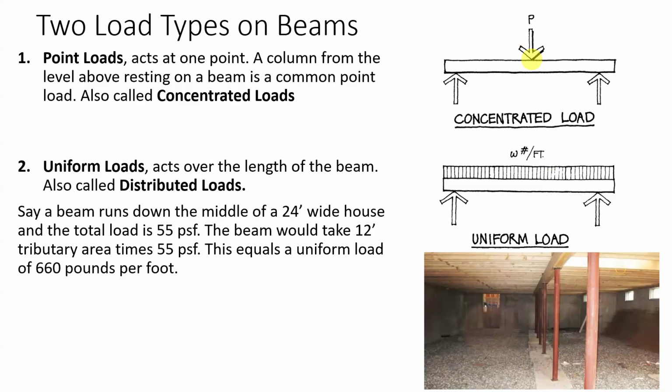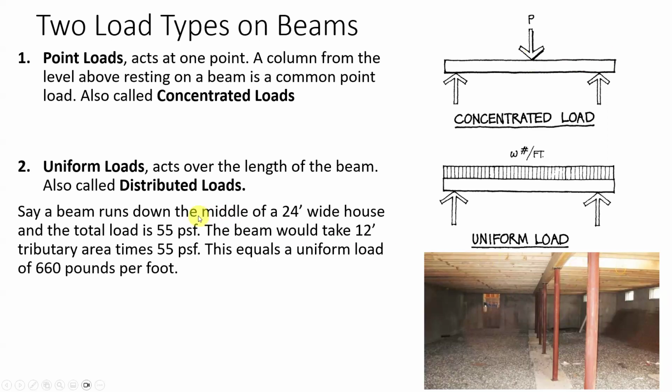The uniform load is all the floor joists coming in every so often, which puts a uniform load on the beam. It's also called a distributive load. And the same tributary area, remember when we did the footing design assignment, we did the tributary area and figured out how much load was coming into the footing? That same calculation tells me how much uniform load is coming onto my floor beam here.